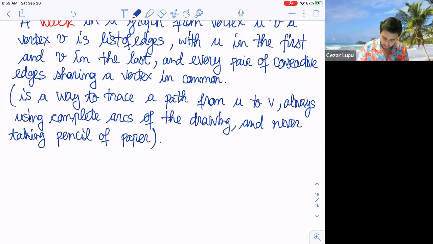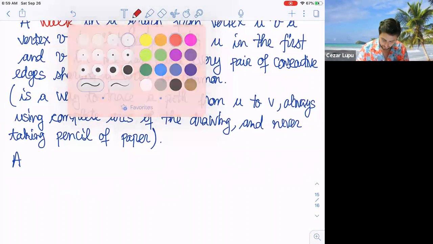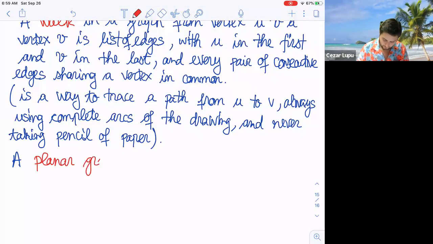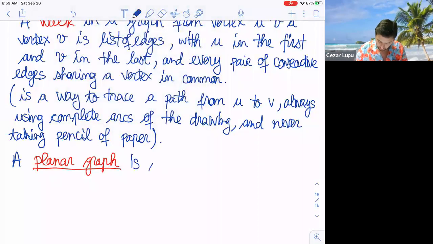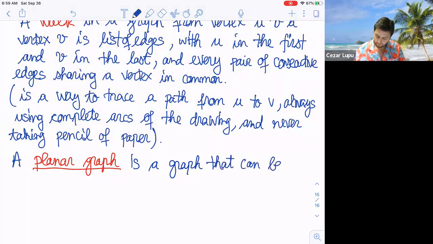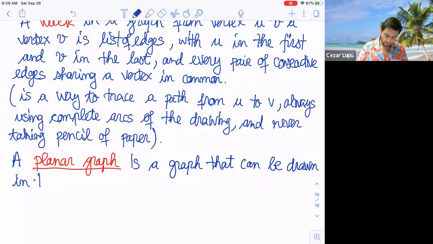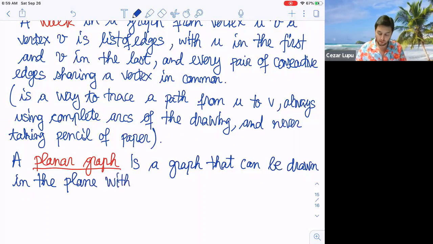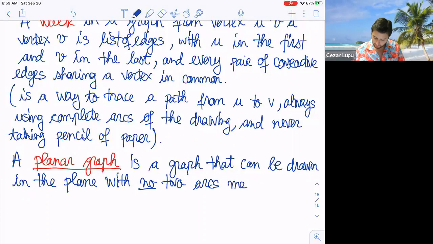So another definition: a planar graph is a graph that can be drawn in the plane with no two arcs meeting, so no two arcs meeting except at a vertex.